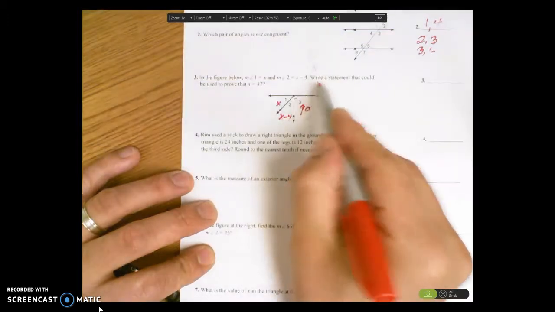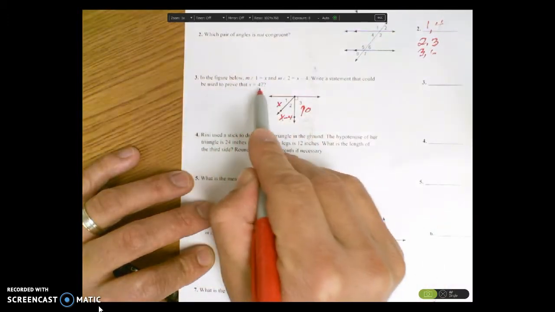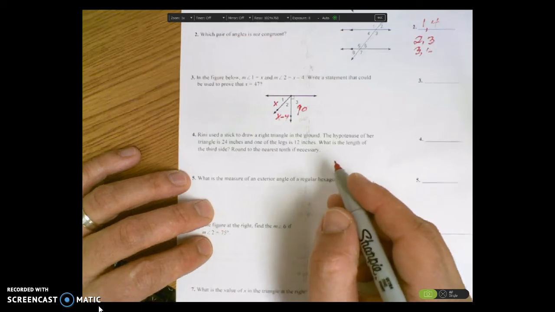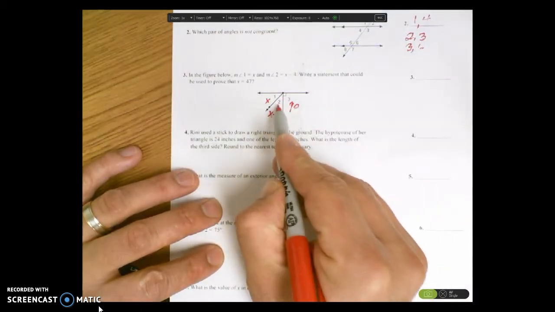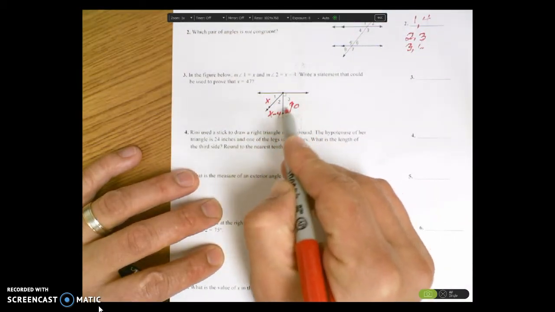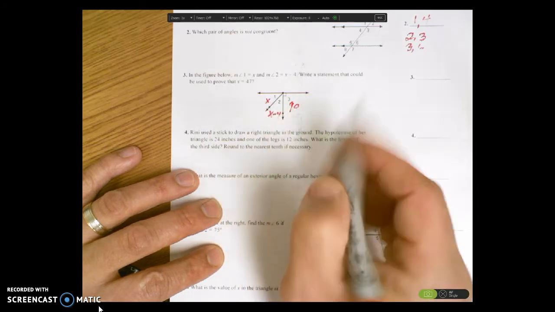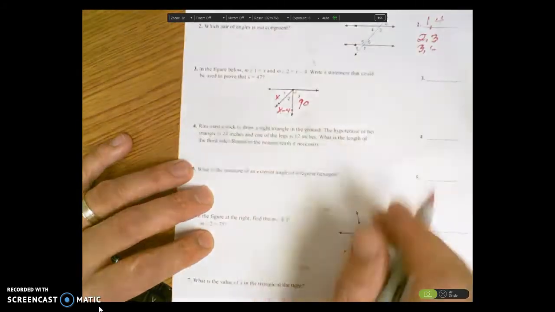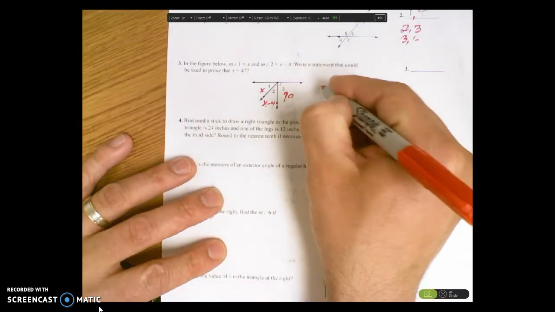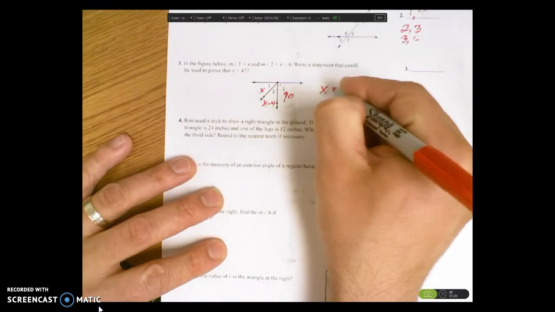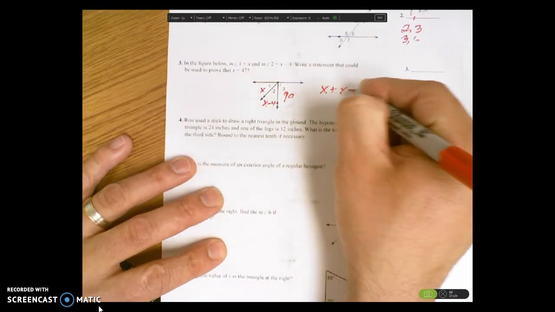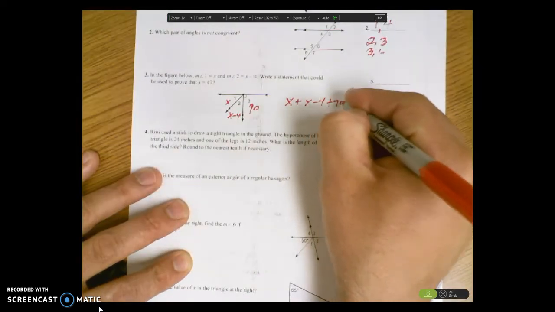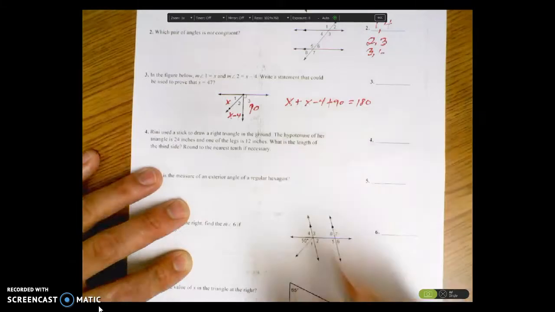And what we want to do is write a statement that could be used to prove that x is 47. Okay, so we want to see if x is actually 47 degrees. So I know that since angle 1, 2, and 3 together make this straight line, which measures 180 degrees, I can add all 3 of these up, set it equal to 180, and then solve for x. All right, so x, that's the measure of angle 1, plus x minus 4, that's the measure of angle 2, plus 90 equals 180. All right.